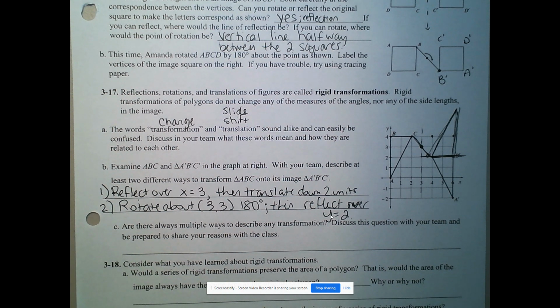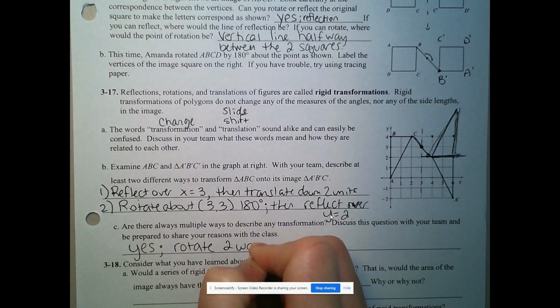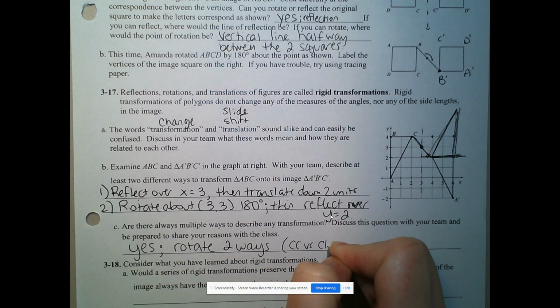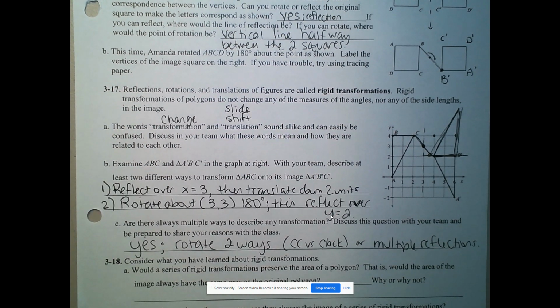Are there always going to be multiple ways to describe a transformation? Well, sure. There's always going to be multiple ways, because we already looked at the beginning of this lesson, the first video, we said you could do a reflection and a second reflection, and that gave you the same thing as a translation. So yes, you can always do 2 different rotations or multiple reflections. So we would say, yes, there's always going to be multiple ways. You could rotate 2 ways, right? Counterclockwise versus clockwise. Or you could do multiple reflections. There's lots of different ways you could do it, but that's just 2 options.